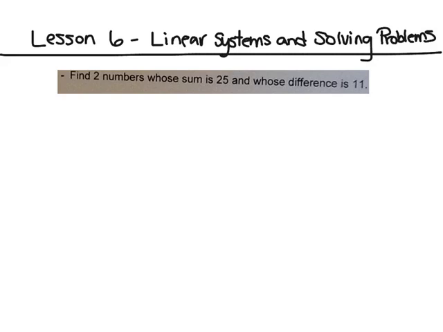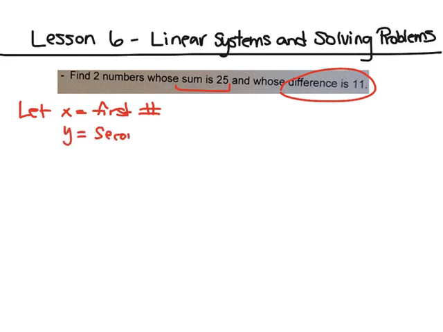Lesson 6, Linear Systems and Solving Problems. So we have two numbers whose sum is 25 and whose difference is 11. So let's let x equal the first number and y equal the second number.